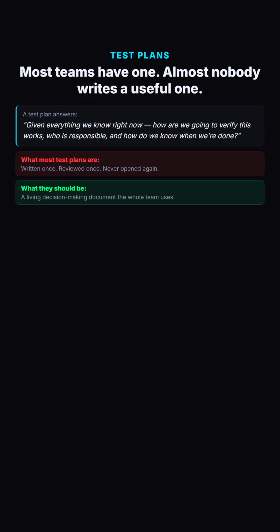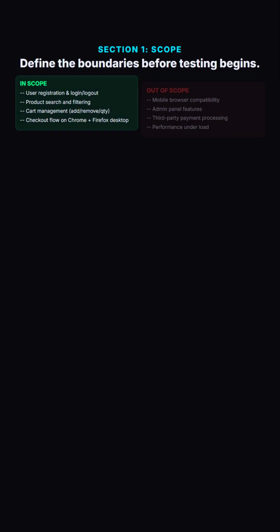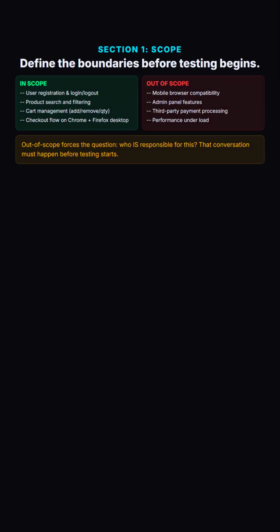and never opened again. The first and most fundamental section of your test plan is the scope. This is where you define in writing exactly what you are testing and, equally important, what you are not testing. Both parts of that definition are critical. Both require explicit decision-making. For a typical web application sprint cycle, in-scope might look like this: user registration with email and password, login and logout flows, product search and filtering, cart management including add, remove, and quantity changes, and the checkout flow on Chrome and Firefox desktop browsers.